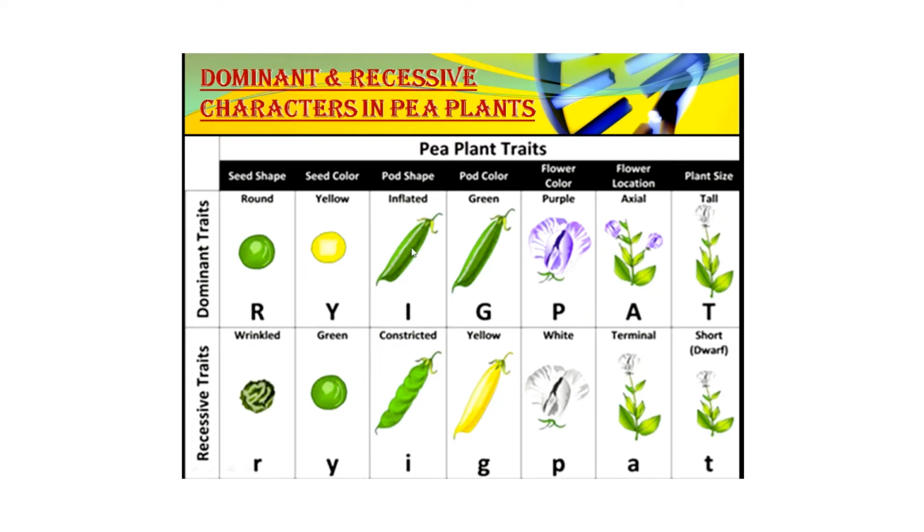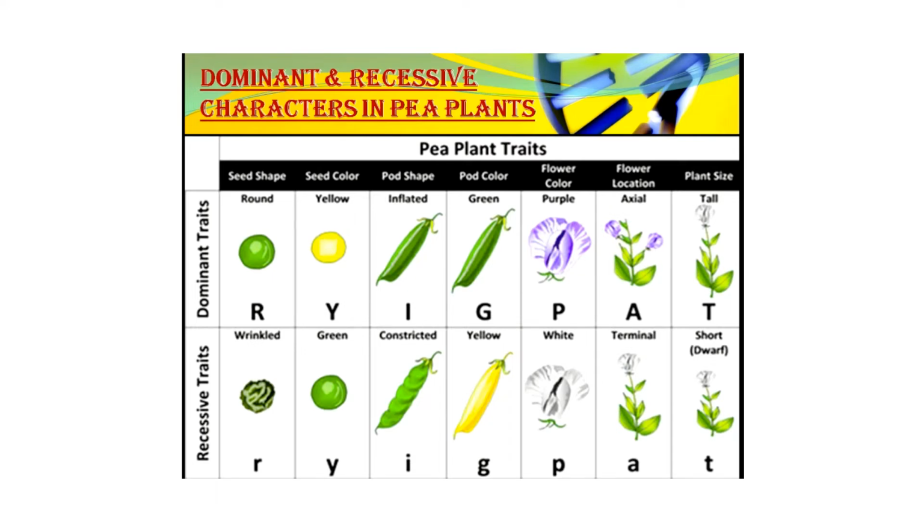Next we see the pod. When we look at the shape of the pod, Mendel found inflated pods, which are almost like a balloon, as if filled with air. Such inflated pods are dominant over constricted pods. Constricted pods look wrinkled. They gave small i for constricted and capital I for inflated pod.